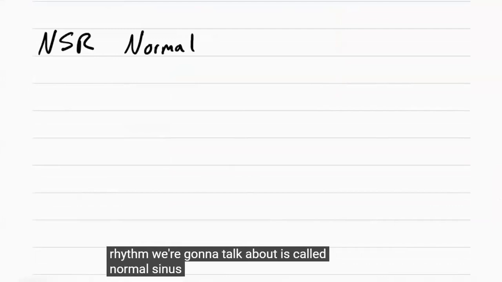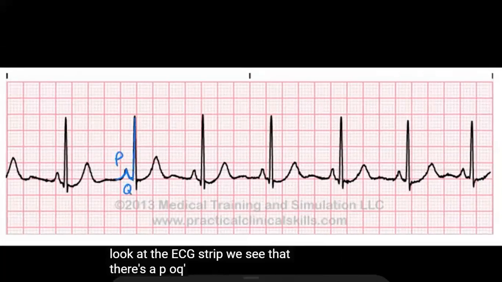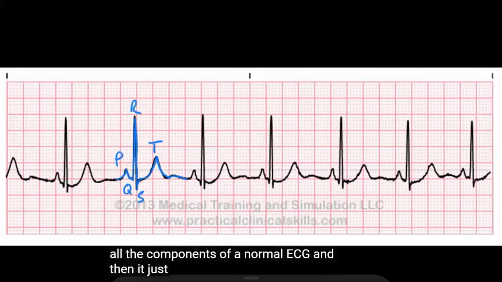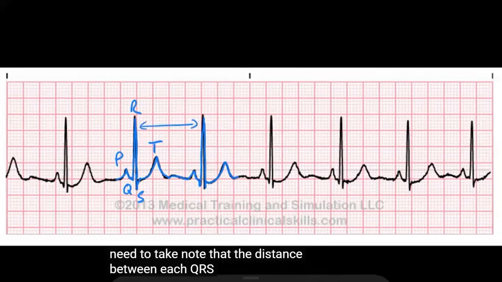And when we take a look at the ECG strip, we see that there's a P, a Q, an R, an S, and a T, all the components of a normal ECG. And then it just repeats again, P, Q, R, S, T. We also need to take note that the distance between each QRS, each R to R, is the same.